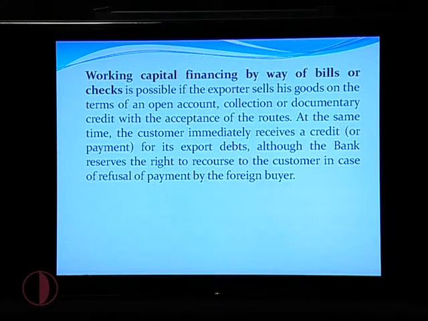Working capital financing by way of bills or checks is possible if the exporter sells his goods on the terms of an open account, collection or documentary credit with the acceptance of the drafts. At the same time, the customer immediately receives a credit or payment for its export debts, although the bank reserves the right of recourse to the customer in case of refusal of payment by the foreign buyer.